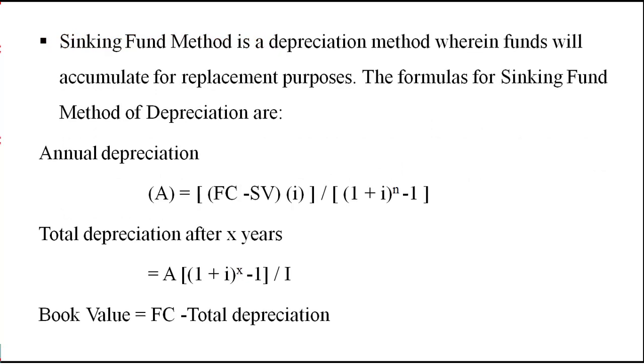The sinking fund method is a depreciation method wherein funds accumulate for replacement purposes. The formulas of the sinking fund method of depreciation are: annual depreciation A is equal to FC minus SV, which you can take as the total sink. FC minus SV is the total sink, so A is equal to (FC minus SV) into I, that whole divided by (1 plus I) raised to n minus 1.